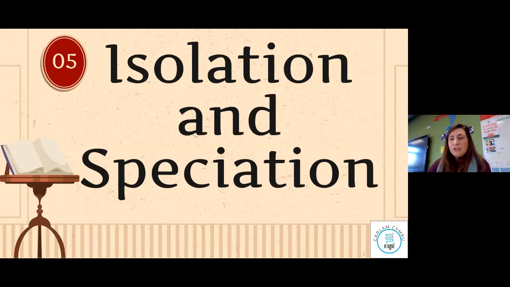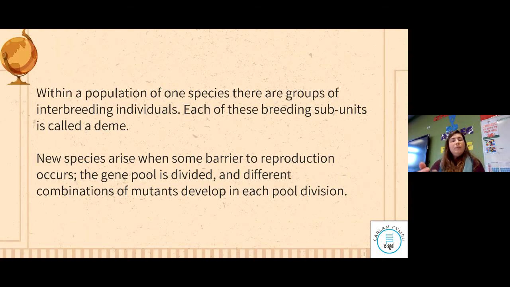So let's look at isolation and speciation. Within a population of one species, there are groups of interbreeding individuals. Each of these breeding subunits is called a deme. It doesn't matter how you pronounce it. Within the population, there are interbreeding individuals, and each one of those breeding units is called a deme. So new species arise when some barrier to reproduction occurs.